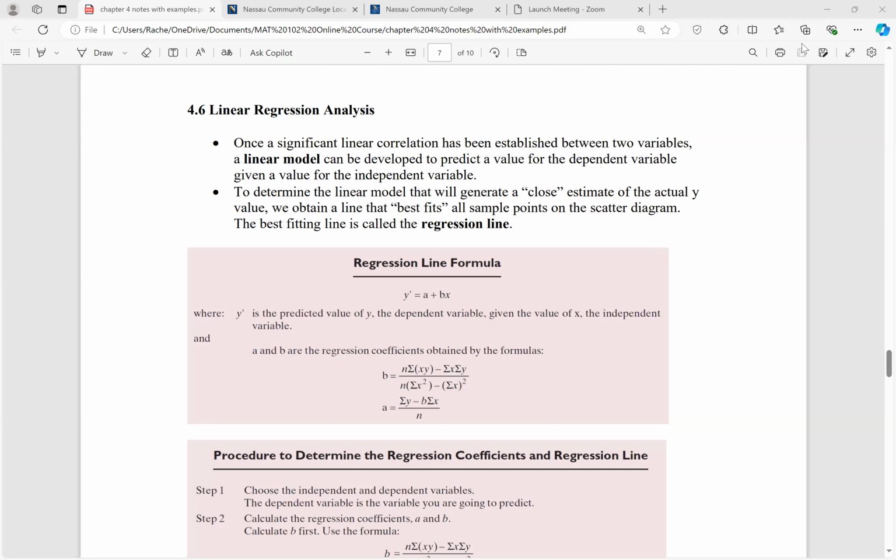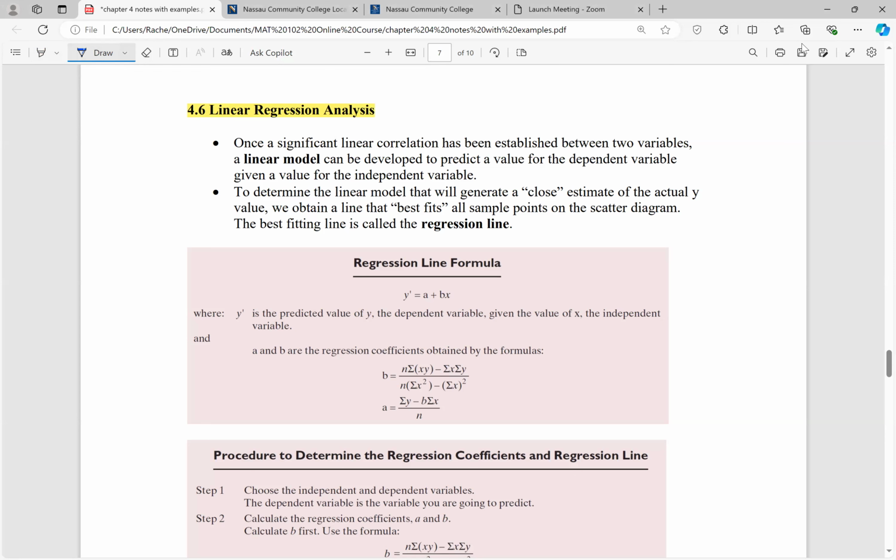In this lesson, we're going to cover the last section in chapter 4, which is linear regression analysis. And I had explained at the beginning of chapter 4 that we could think of this chapter as being broken down into two parts. So the first part, we covered correlation. And then the second part now, we're going to cover the regression analysis part of it.